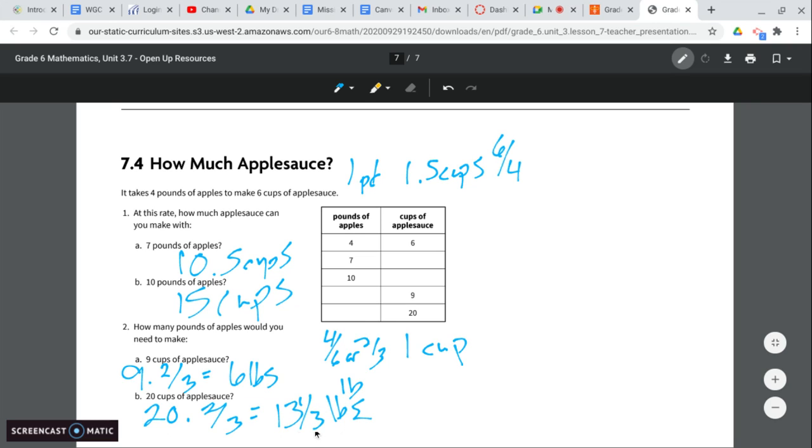So remember, just like what we looked at, unit rates, we have 2 different unit rates for every situation we have. So there's that reciprocal of rates that we talked about last time.